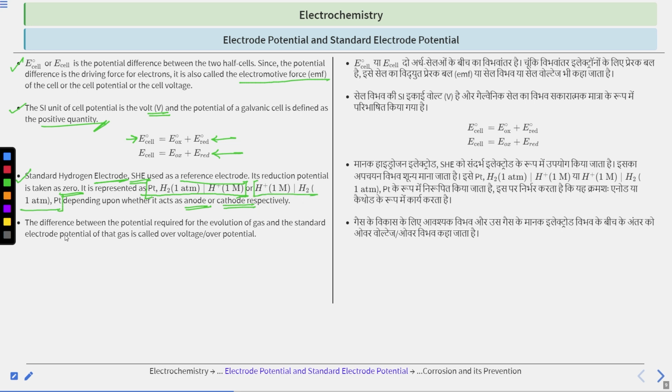Okay, the difference between the potential required for the evolution of a gas and the standard electrode potential of that gas is called overpotential or overvoltage. Okay, this is also important.